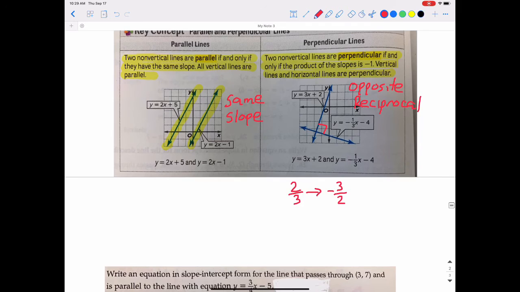Or -4/7, its opposite reciprocal would be 7/4. A whole number like 3, its opposite reciprocal would be, well, I would need to put the 3 over 1 to make it a fraction, so its opposite reciprocal would be -1/3. And a number like -1/4, its opposite reciprocal would be +4 over 1, which could be simplified to 4. So those are examples of opposite reciprocals.